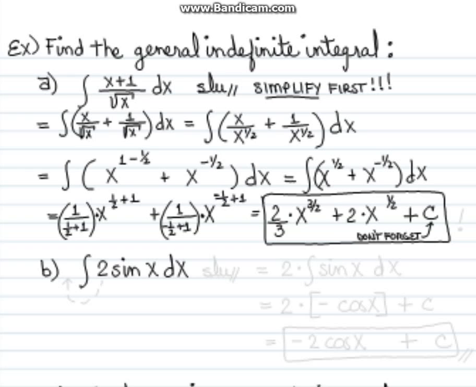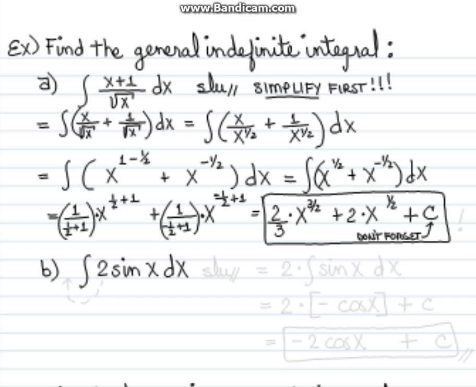Well, sure enough, if you take the derivative to check this, you'll see that the first term will be 3 halves times 2/3 times x to the 3 halves minus 1, which gives us x to the 1 half. And for the second term, the derivative would be 1 half times 2 times x to the 1 half minus 1, which would give us x to the minus 1 half. And that's exactly what the function was that we were integrating. And of course, the derivative of c would give us 0. So checking it quickly, we see that that's a good answer.